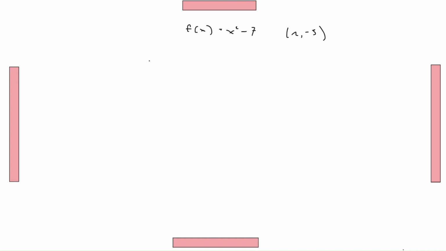So how would we do this? Well, again, let's use that formula. So we're going to plug in x plus h wherever we see an x. So we see an x right here. So x plus h, we'll square that whole thing, minus 7 minus the f of x, which was x squared minus 7. And it's all going to be over h. And remember, this is the limit as h approaches 0.